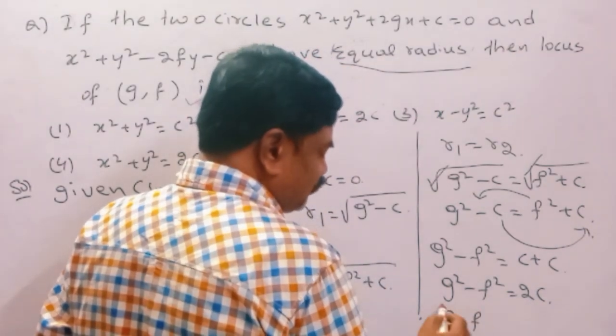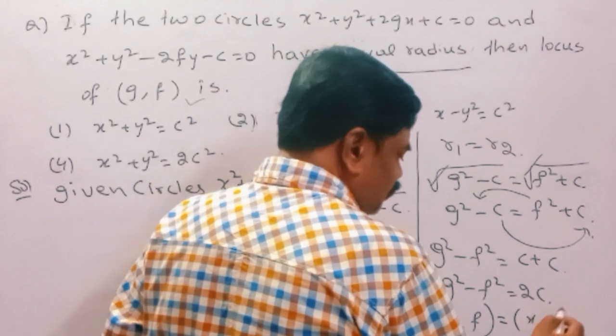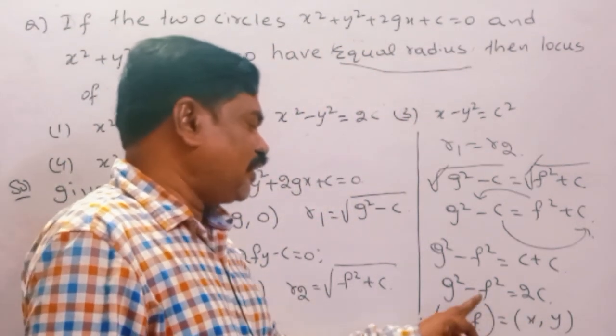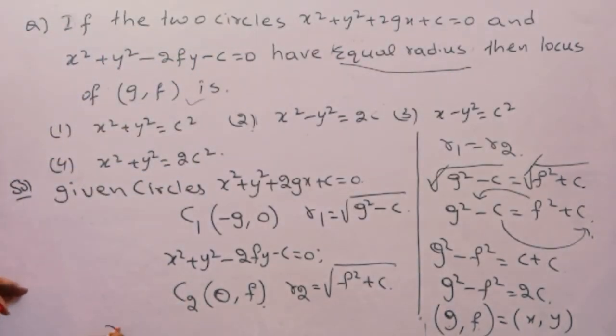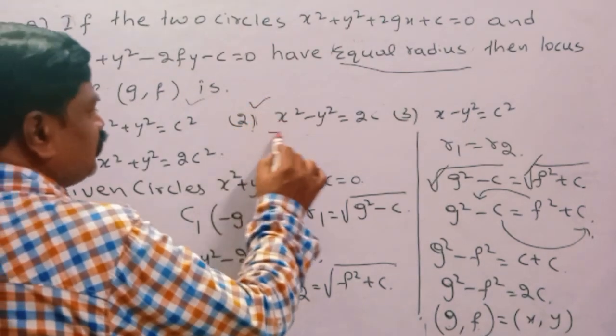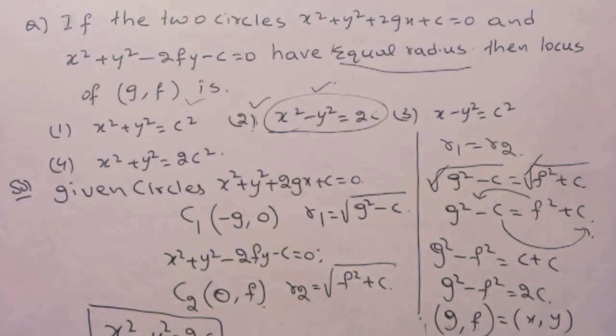The locus of g comma f is x comma y. Then substitute g as x and f as y. Then x square minus y square is equal to 2c, which is the locus of g comma f. So option 2 is the correct answer. This is the locus of g comma f.